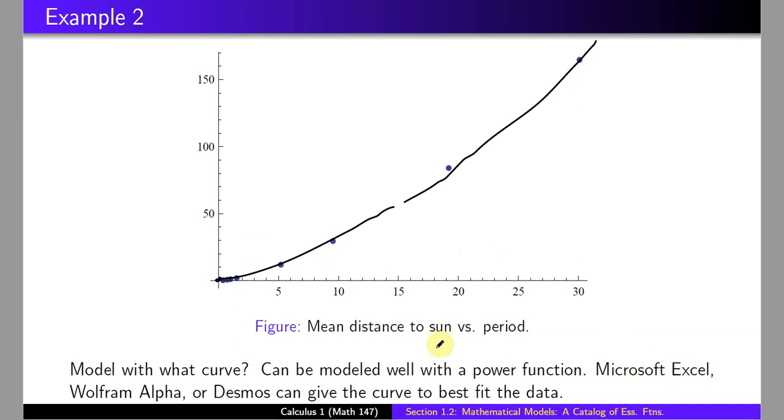Now, again, Microsoft Excel, Wolfram Alpha, or Desmos do nice jobs at this. You can pick out the type of function. Once you've picked out that it's a power function that you want to model this, then you can find the best fit curve using what's called linear regression or least squares, but with a power function.